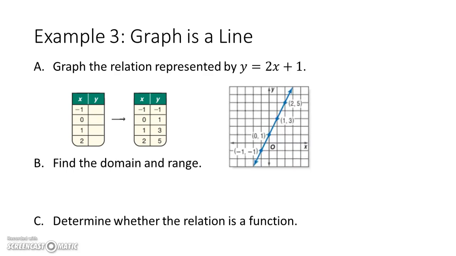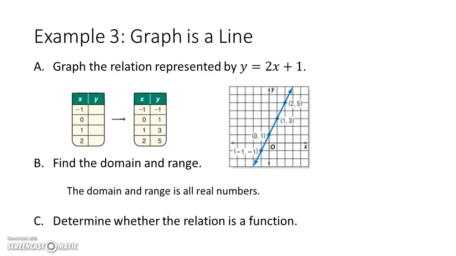And here's our line. Now we're going to find the domain and range. Since x can be any real number, there's an infinite number of ordered pairs that can be graphed. All of them lie on the line shown. Notice that every real number is the x-coordinate of some point on the line. Also, every real number is the y-coordinate of some point on the line. So the domain and range for both are all real numbers.